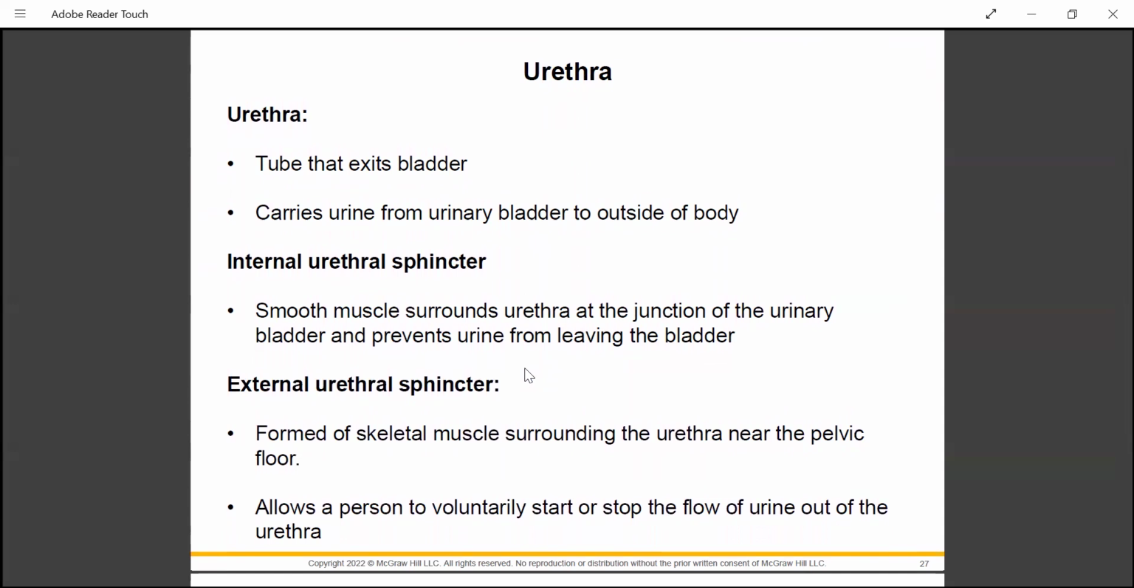Just like the rectum, we have an internal and external sphincter. So our internal urethral sphincter is smooth muscle, so that means it's involuntary. And this is at the junction of our urinary bladder to the urethra. And so it's going to prevent urine from entering the urethra. Our external urethral sphincter is skeletal muscle, meaning it is voluntary.